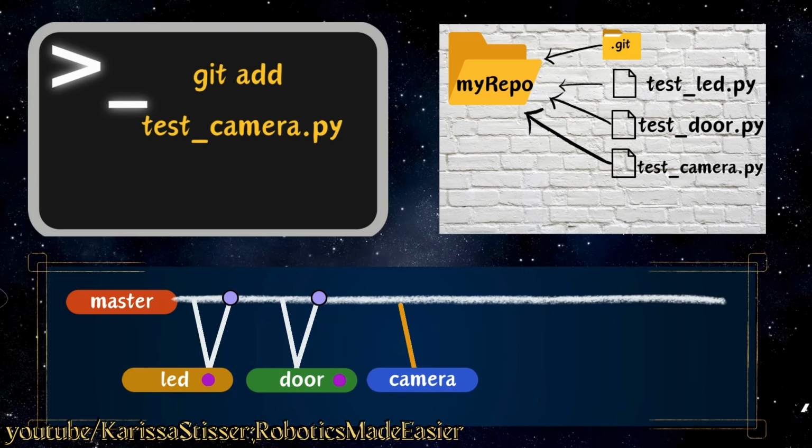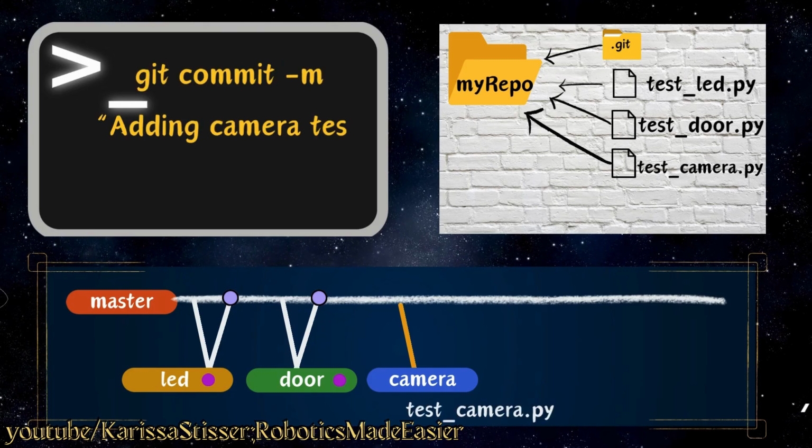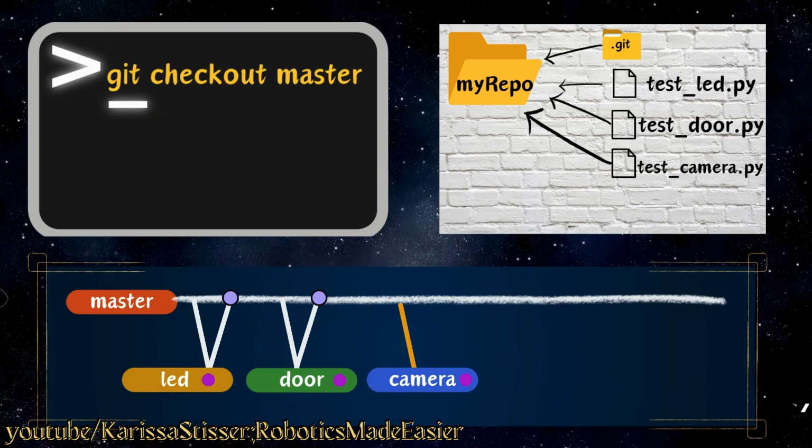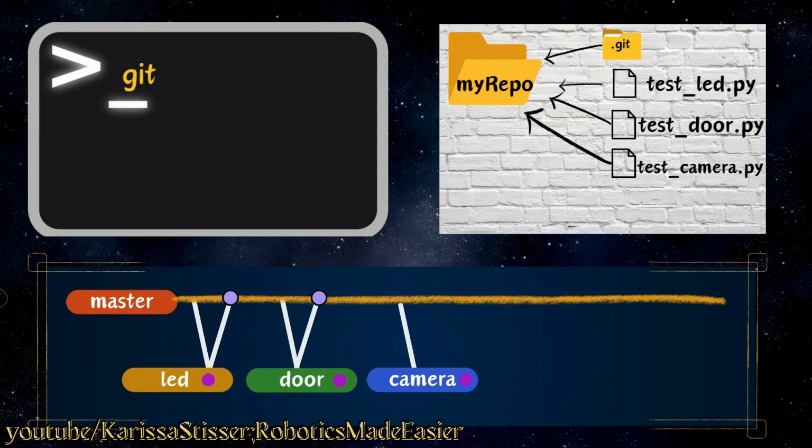Let's add the test camera file to be staged, then commit it, and then we'll check out master, and then merge the camera branch. Next, the detector.